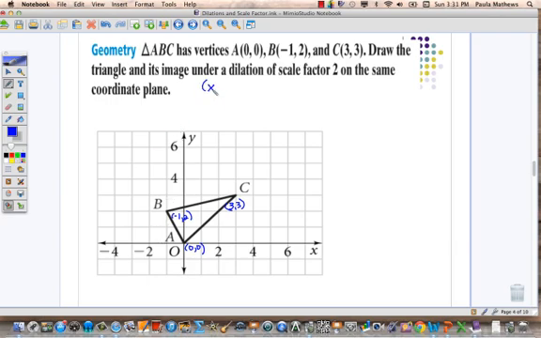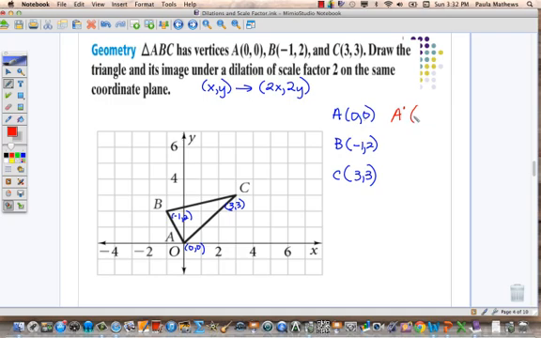So if I look at that algebraically, every (x, y) must go to a new ordered pair with a scale factor of 2. That means (2x, 2y). So I'm going to take every ordered pair that I have, and so A we said was at 0, 0, B is at negative 1, 2, and C is at 3, 3. And so its new image, and the notation that we use for that is called A prime, B prime, C prime, and it looks just like this.